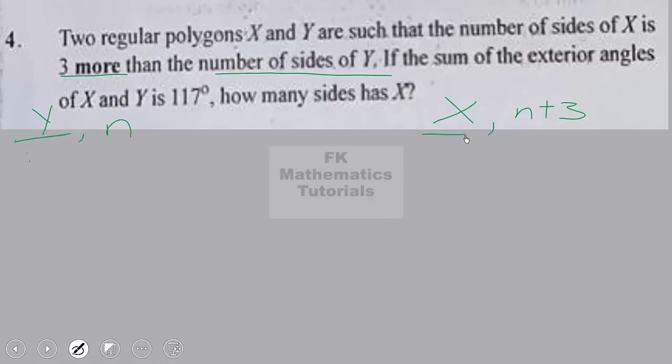Then now the exterior angles: the exterior angle of polygon y is given by 360 over n, and that of polygon x will be 360 over n plus 3.